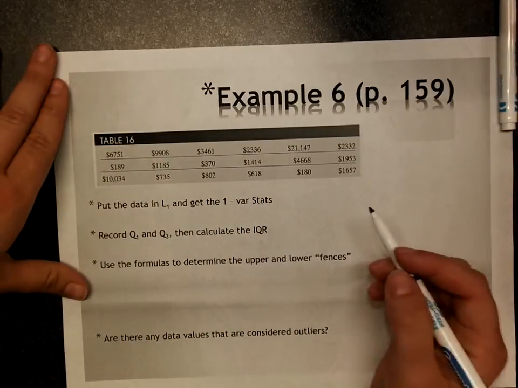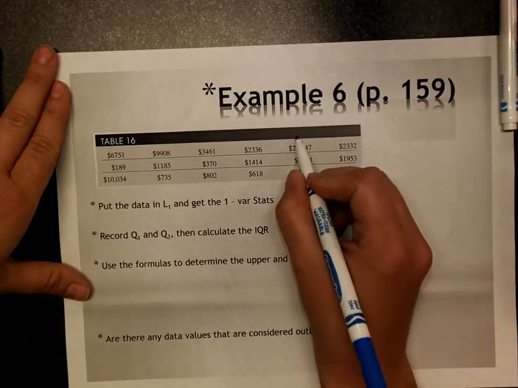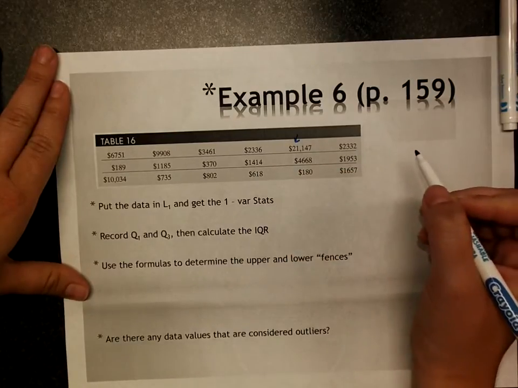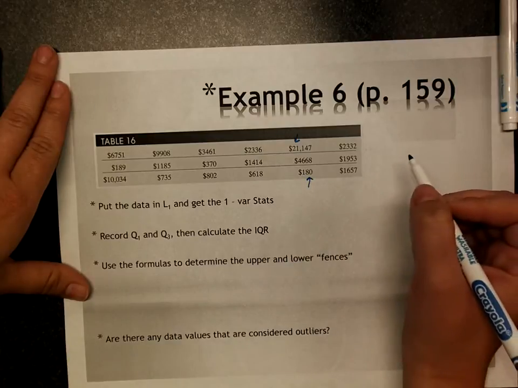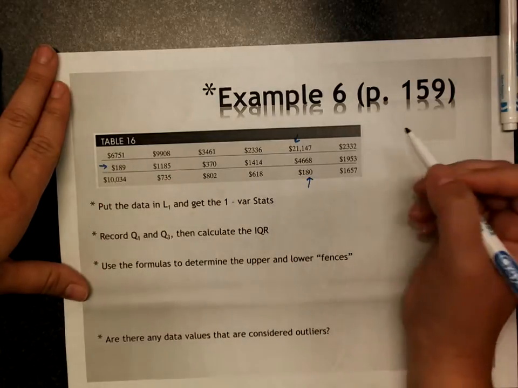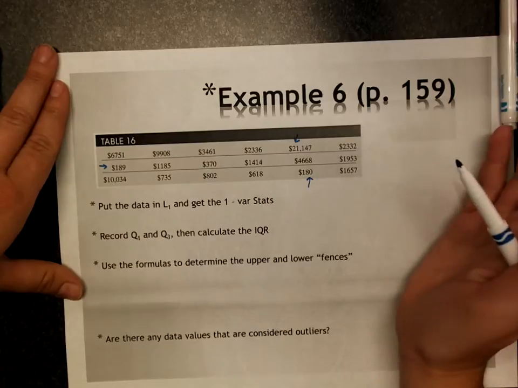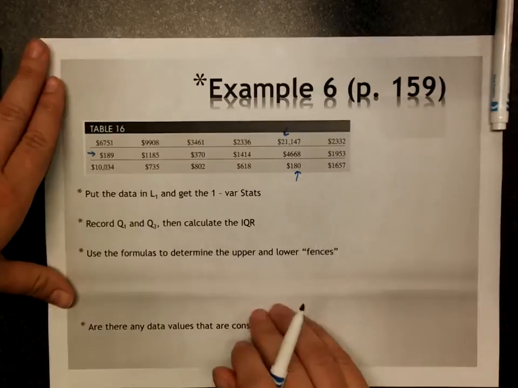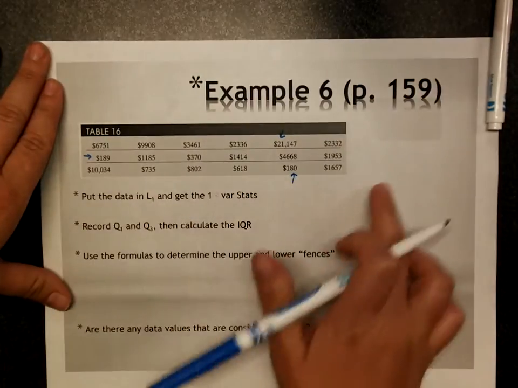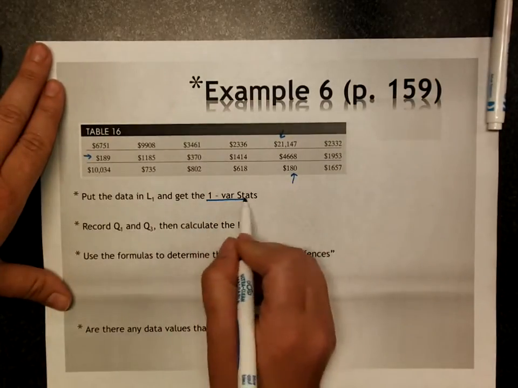And if we're just glancing at this, some students might say, well, 21,000 sure does look like an outlier. Or maybe 180 looks way too low. Here's another one, 189. So we might look at the data and guess what we think might be outliers, but that's not how we're going to do it in this class. We're going to put all of these values into L1 and get our one var stats.